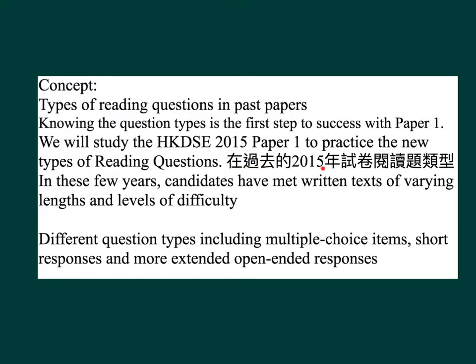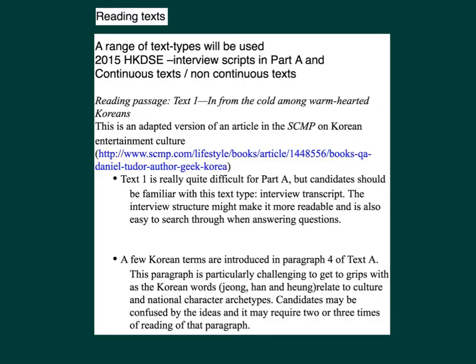在過去的2015年試卷閱讀題類型 In these few years, candidates have written tests of varying names and levels of difficulty. Different question types including multiple choice items, short responses, and more extended open-ended responses. Reading test. A range of test types will be used. 2015 HKDSE Interview script in Part A and continuous test, long continuous test.